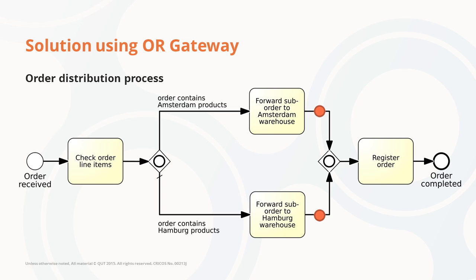But once both tokens have arrived at the doorstep of the OR join, one for each of the parallel branches incoming to the OR join, then the OR join will synchronize these two tokens and send only one token to the outgoing branch. So it will merge the two tokens similarly to what the AND join does, and in our example this means that activity register order will be performed, upon which the order will be completed.